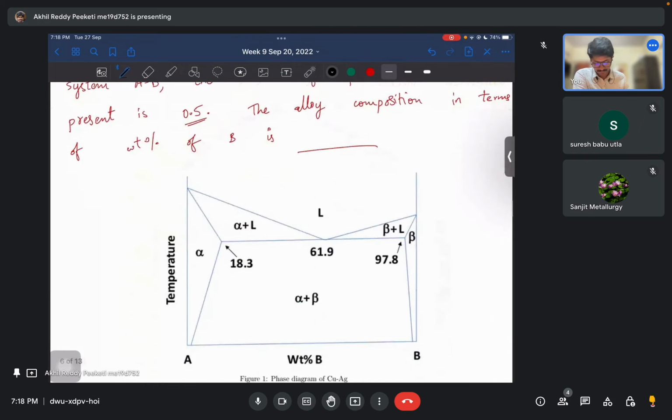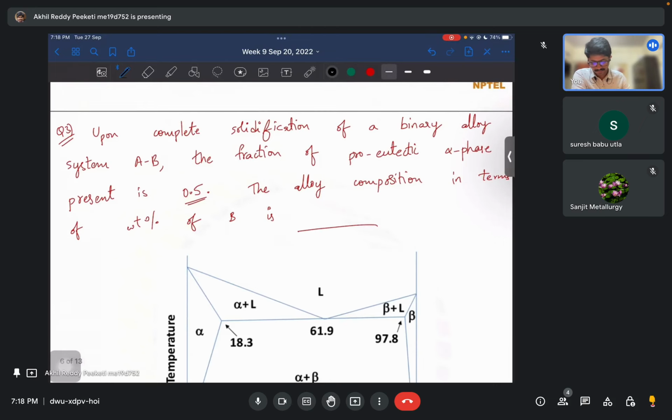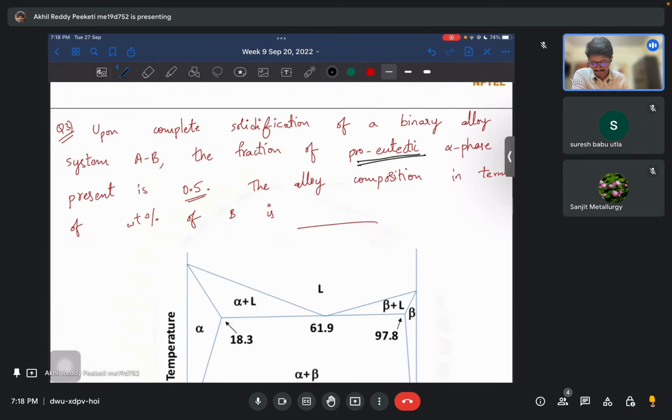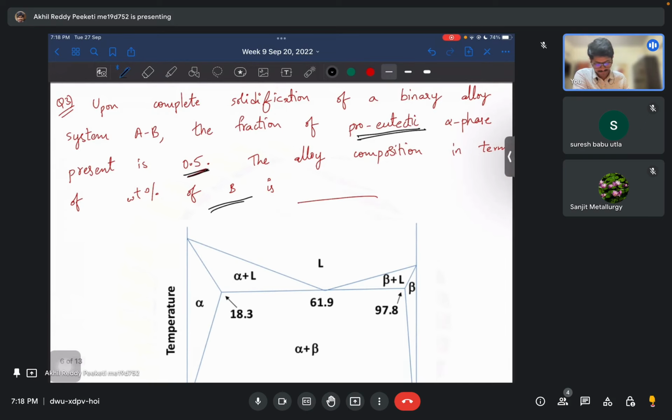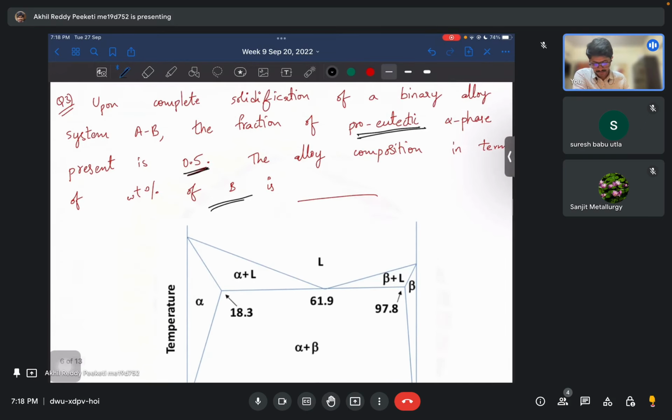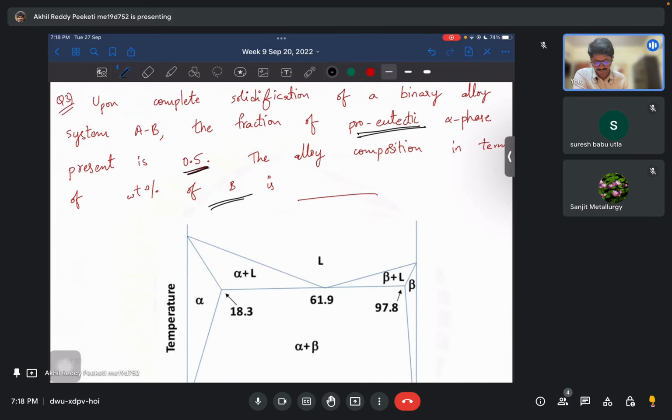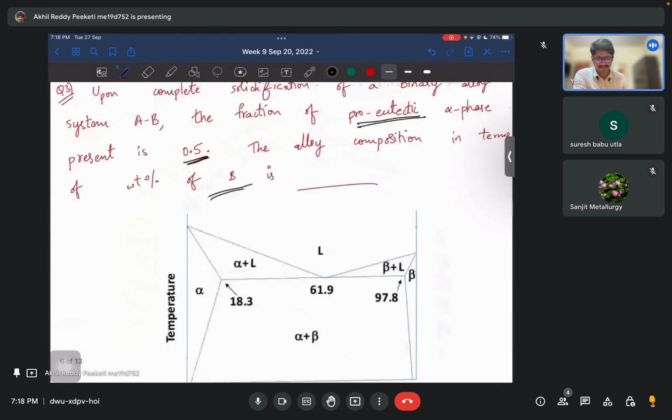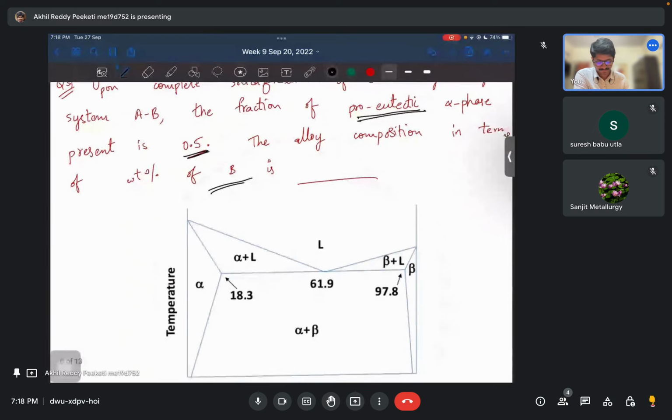Here we are given some hypothetical phase diagram. Now the question is, upon complete solidification of binary alloy system AB, the fraction of pro-eutectic alpha phase is 0.5. The alloy composition in terms of weight percent of B is? So at some composition of B, the cooling resulted in pro-eutectic alpha phase of 0.5 fraction. Okay. So what exactly is pro-eutectic phase?